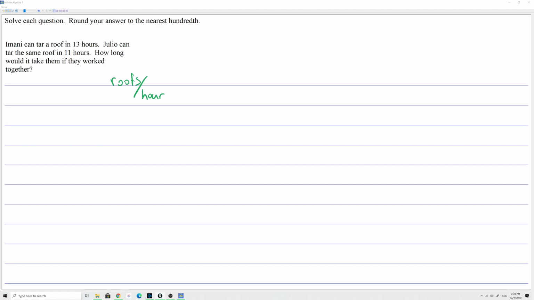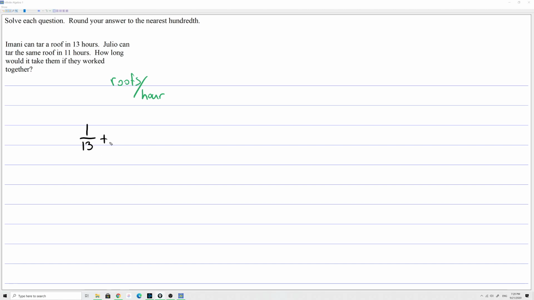So in this problem, if we talk about Imani, who can tar a roof in 13 hours, what that means is the rate is one roof in 13 hours. I'm not going to continue to write this unit over and over again, but when you see this number, realize it's in roofs per hour. And Imani's rate is one roof in 13 hours.